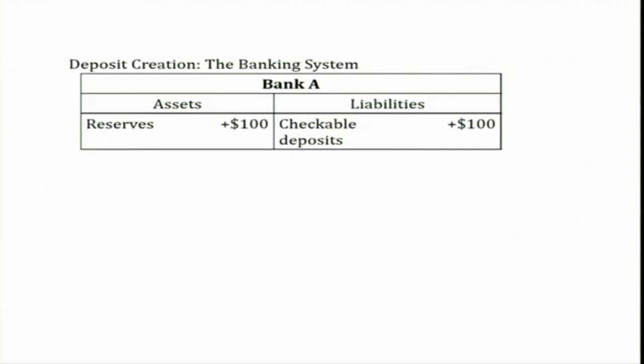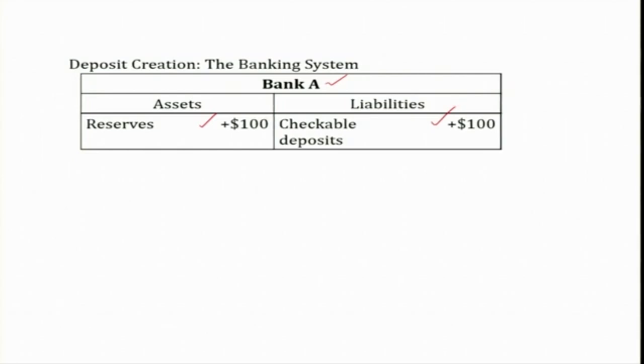That means when the money has been deposited in Bank A, how does Bank A's assets, a T account, look like? So we can see here is that the $100 deposit created by First Bank's loan is deposited at Bank A, and that this bank and all other banks hold no excess reserve. Then accordingly, this bank's balance sheet is going to be that reserves are going to increase by $100, and checkable deposits are going to increase by $100.